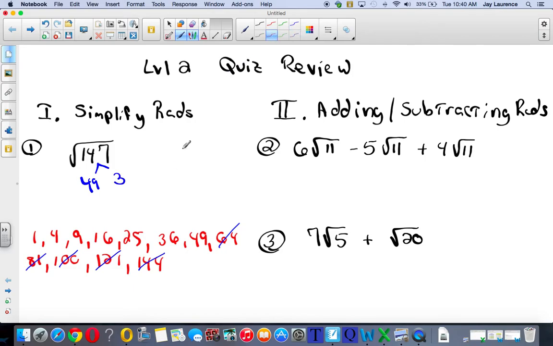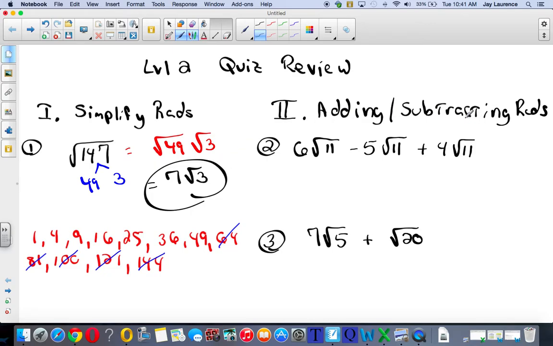Now remember, that means that this is the same problem, rad 49 times rad 3. And I'm not sure why I get such strange looks from students when I say, what's rad 49? I just want the positive square root of 49. You all know it's 7. Rad 3 you don't know. There you go. There's rad 147 simplified to 7 rad 3.